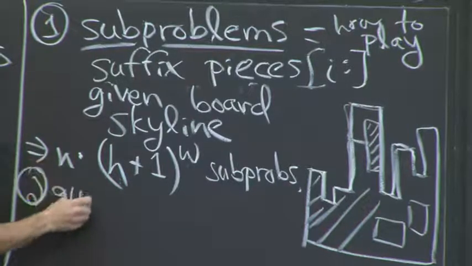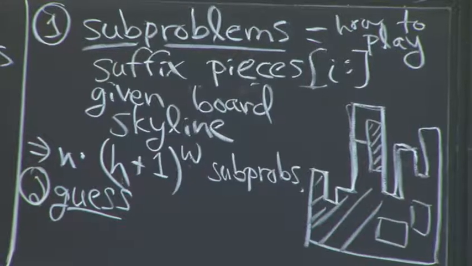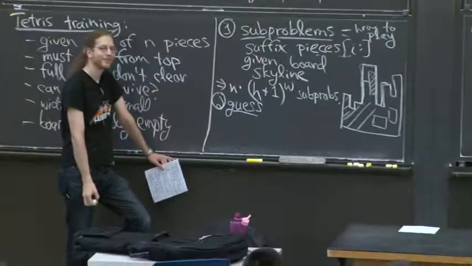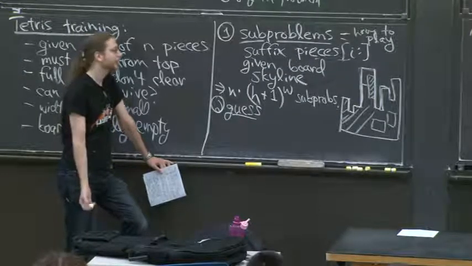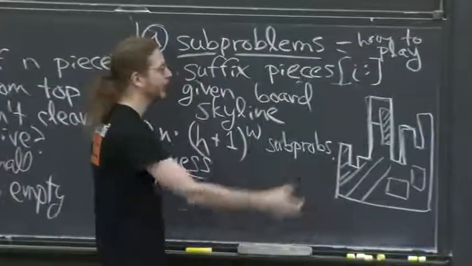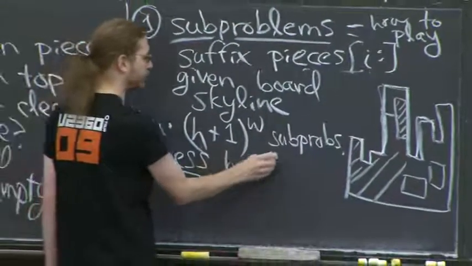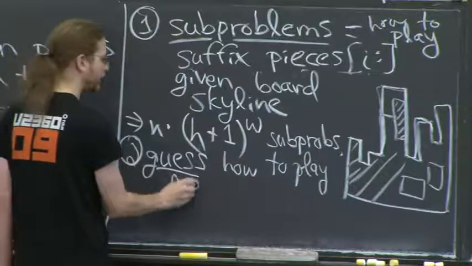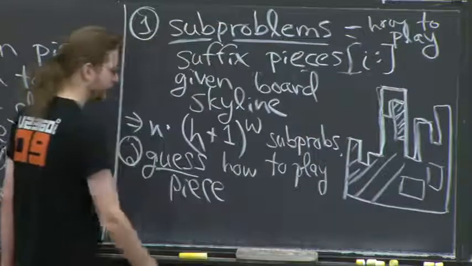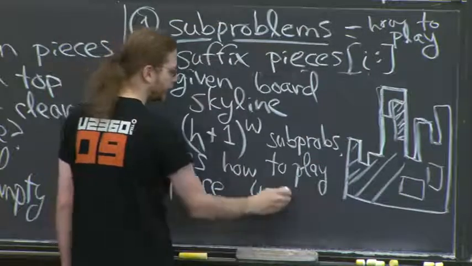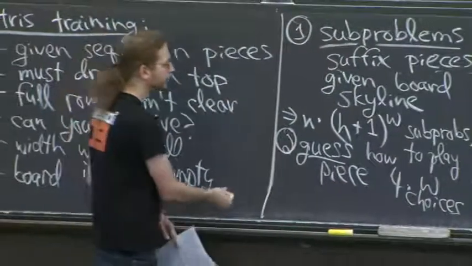OK, then what do I guess? Any suggestions what to guess? Yeah, what should I do with piece I? There's not that many choices. I can rotate it 0, 1, 2, or 3 times, and I can choose some place to drop it. But those are my only choices. So it's just how to play piece I. And given that guess, you can figure out how the skyline updates, like I did here. When I place, if I drop that piece like that, then I fill in this part and recompute my new skyline. So there's going to be something like 4 times w different choices, roughly. 4 for the rotation, w for the x-coordinate. And so the running time is just going to be the product of these.